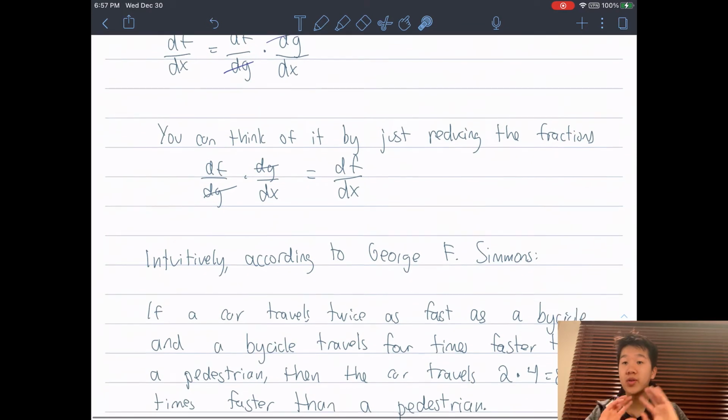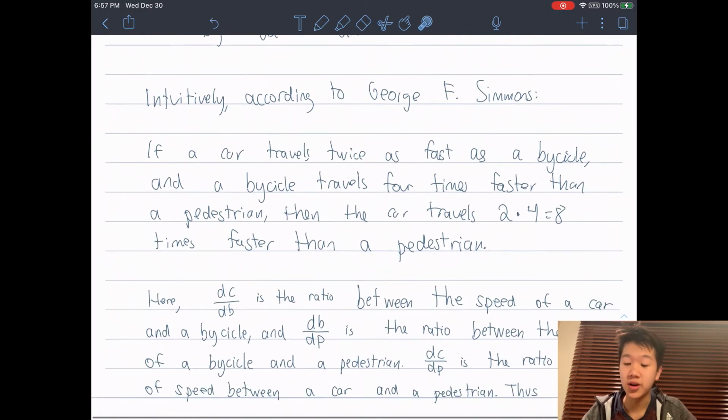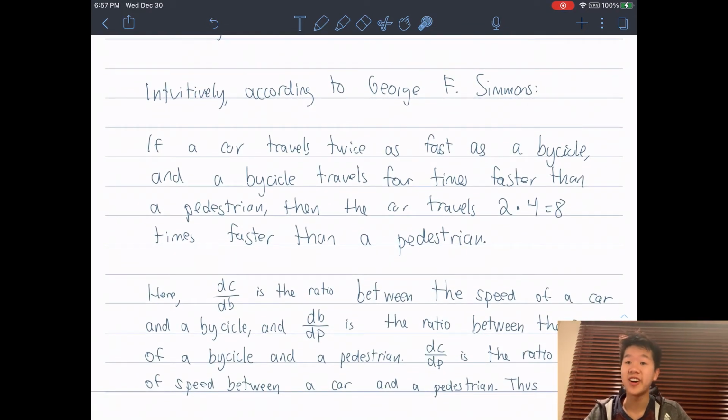So now we're going to make an example. According to George F. Simmons, I found it on Wikipedia, which is very nice: if a car travels twice as fast as a bicycle, and a bicycle travels 4 times faster than a pedestrian, then the car travels 2 times 4 equals 8, so 8 times faster than a pedestrian. Now you guys will be like, pretty obvious, pretty intuitive. Of course I know that. How is that related to calculus?